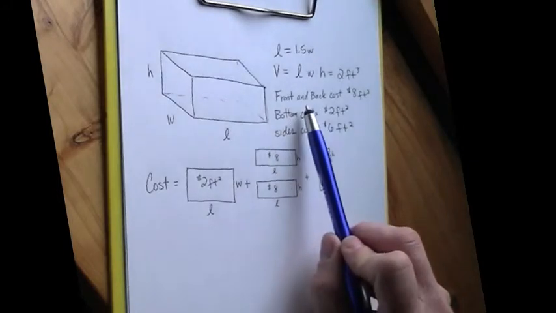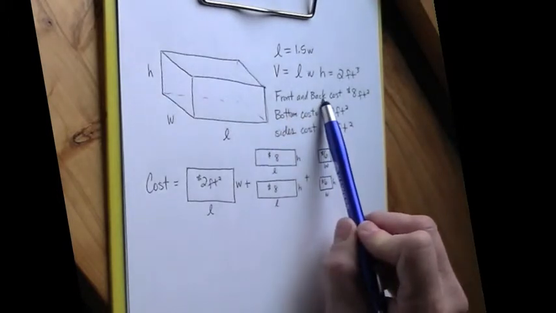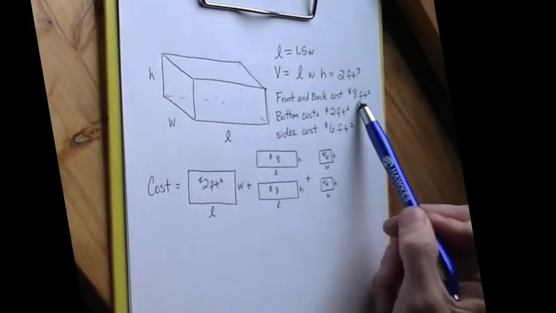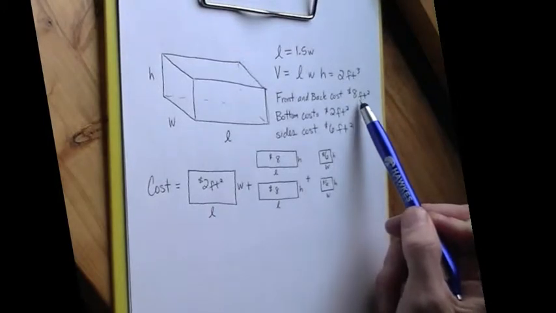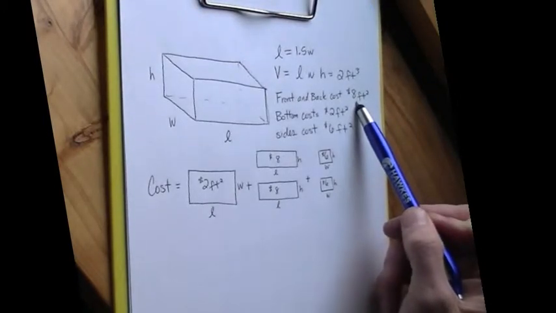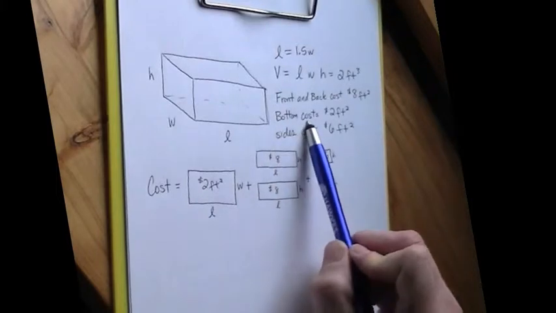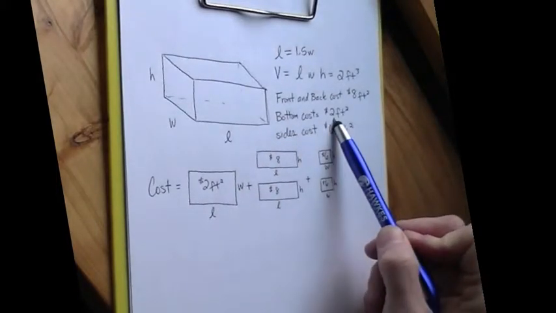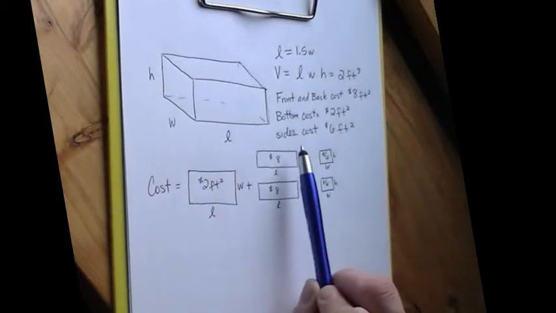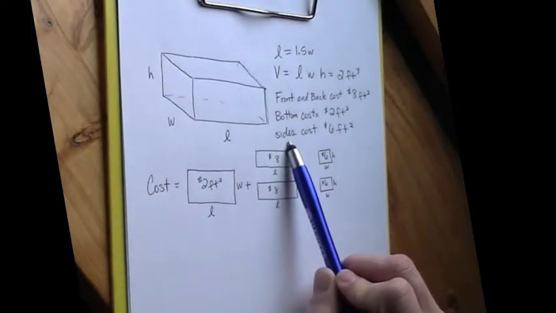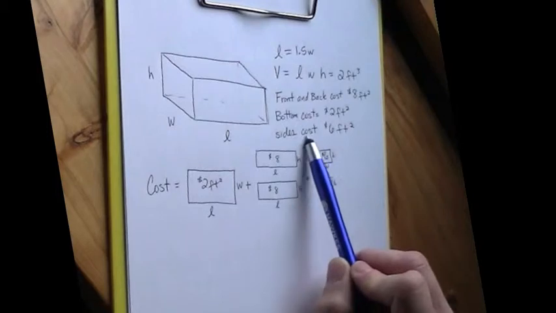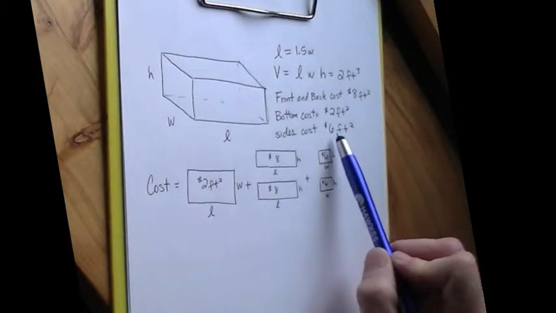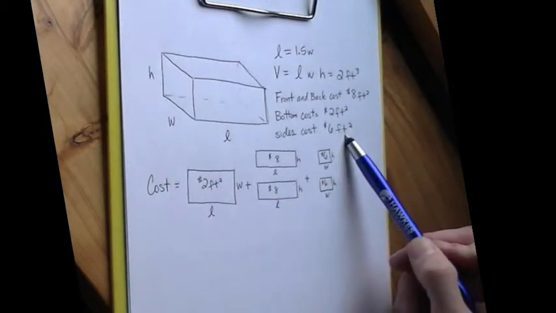With the materials that I'm using, the front and the back are going to be using the most expensive materials at $8 per square foot. The bottom is just going to be plywood, and so it's going to be the cheapest at $2 a square foot. The sides are going to be made out of slightly less expensive materials at $6 per square foot.